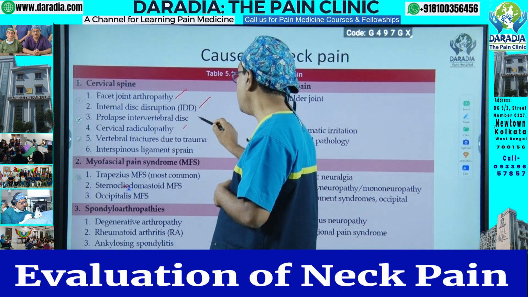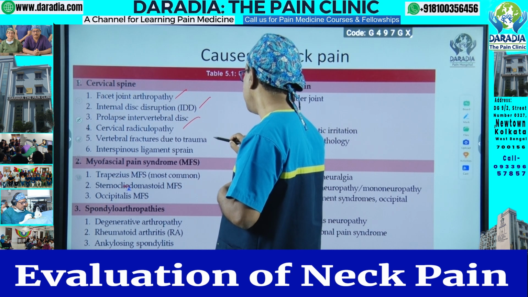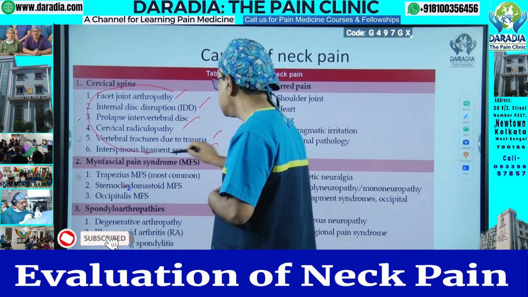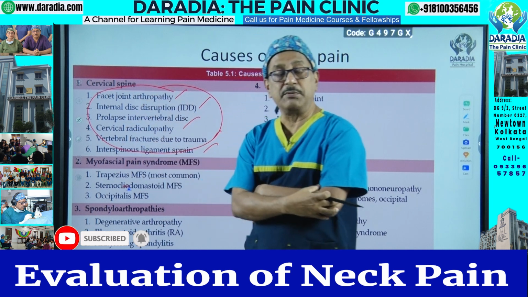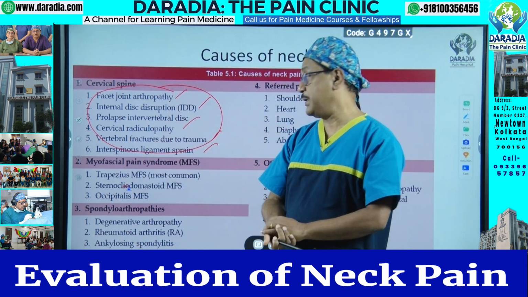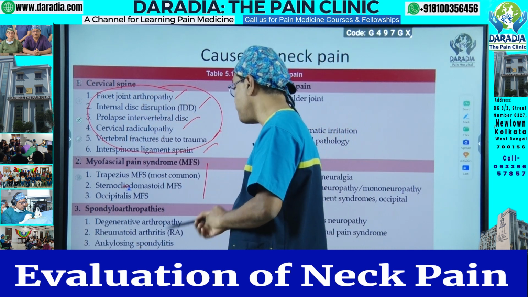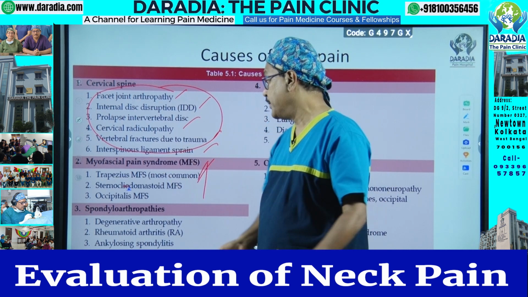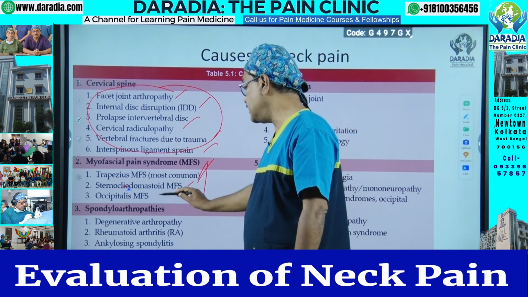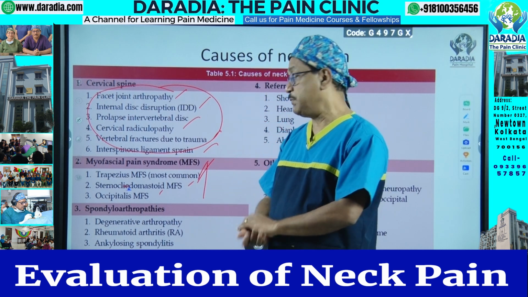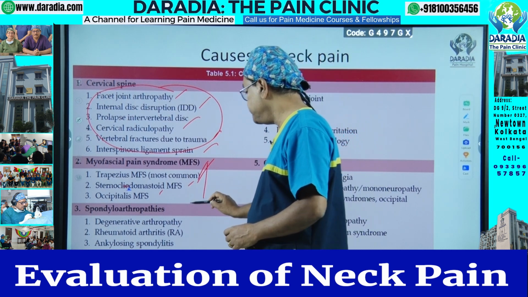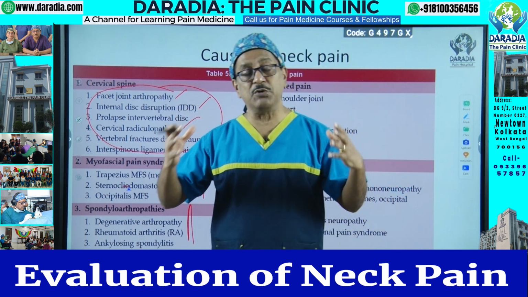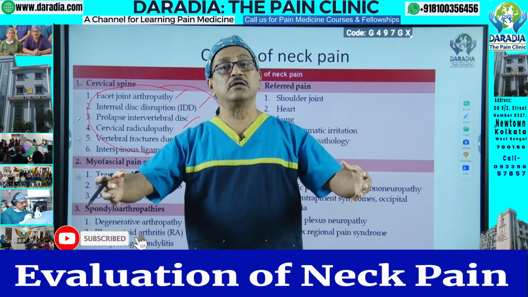Then your cervical radicular pain, radiculopathy, it can be vertebral fracture, trauma or interspinous ligament pain. So these are the structures within the cervical spine which can be responsible for neck pain. Then come your muscles and soft tissues. Among the muscles, the trapezius is the site of the most common myofascial pain in the whole body. Apart from that, some other muscles can be responsible for neck pain. Then some of the inflammatory arthropathies. Inflammatory arthropathies may not be limited only to the joint.